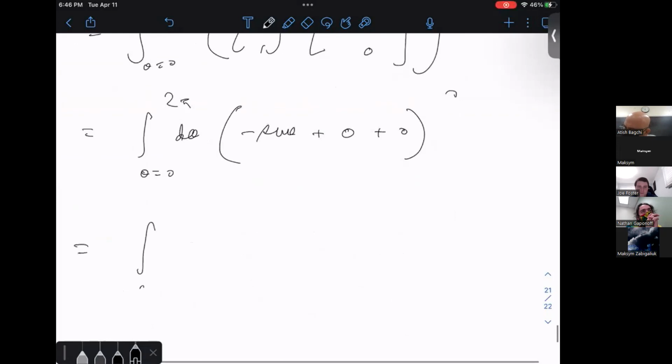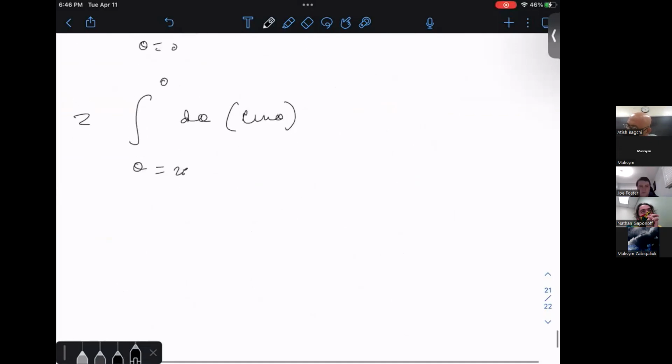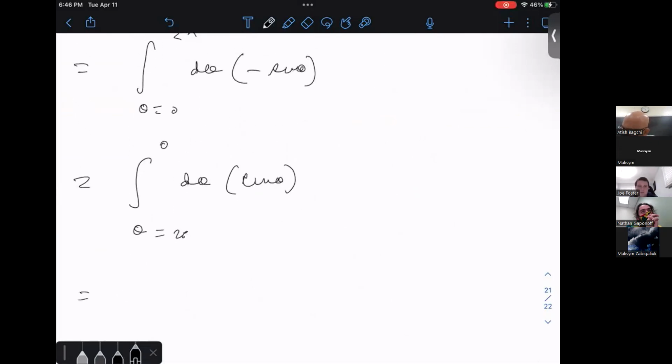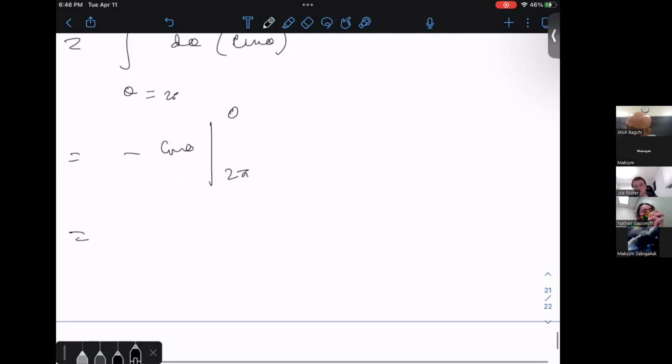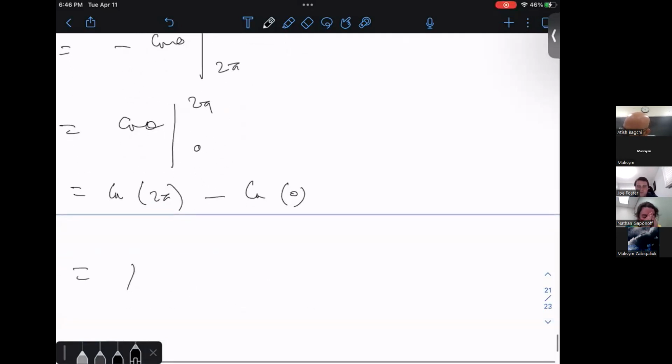So this is equal to the integral from 0 to 2 pi of d theta minus sine theta, which is equal to the integral from 2 pi to 0 of d theta sine theta, right? Because I flipped the limits. So this is equal to minus cosine theta between 0 and 2 pi, which is equal to cosine theta between 2 pi and 0, which is cosine of 2 pi minus cosine of 0, which is 1 minus 1, equal to 0.